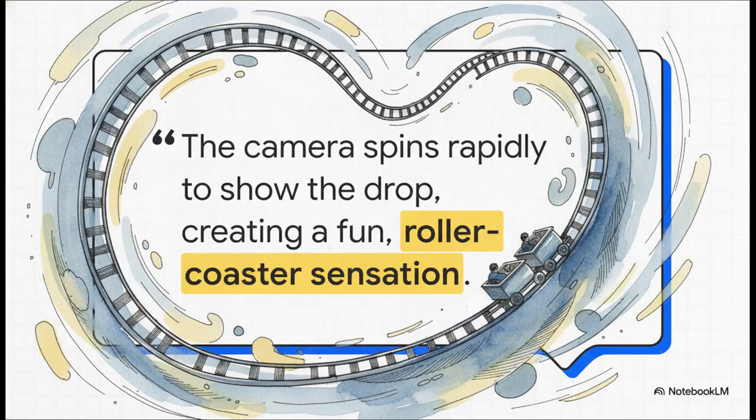And this brilliantly illustrates how the script controls our experience as the audience. The writer includes a specific visual cue right there in the text. The camera spins rapidly to show the drop, creating a fun roller coaster sensation. It's such a simple visual direction, but it creates an intense, visceral drop for us. You can almost feel that stomach-dropping momentum just from reading the sentence.